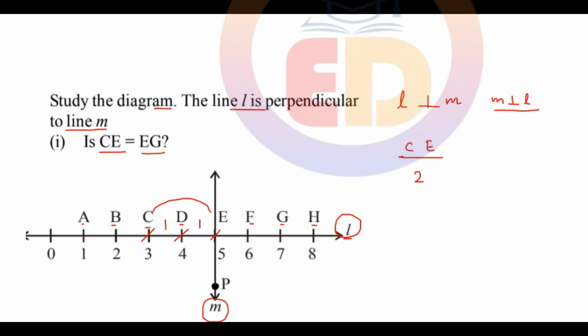And similarly, when we look at the value of EG, EG is E to F and F to G. E to F is 1 unit, F to G is 1 unit. So E to G or EG is also 2 units. So we can say that CE is 2 units, EG is 2 units. So they both are equal. This is correct. CE is equal to EG. This is the right statement.